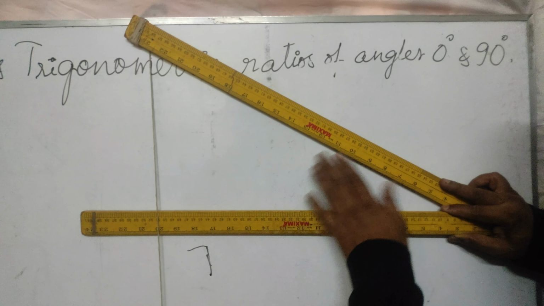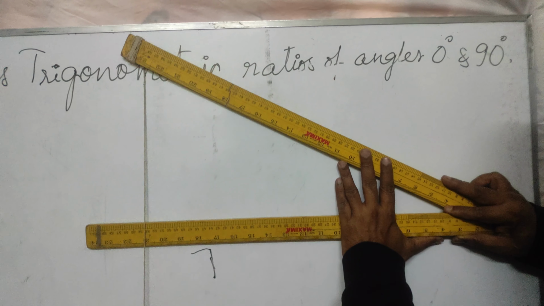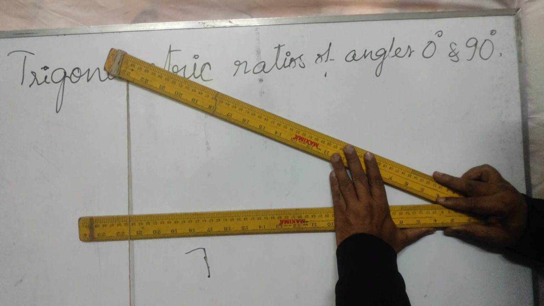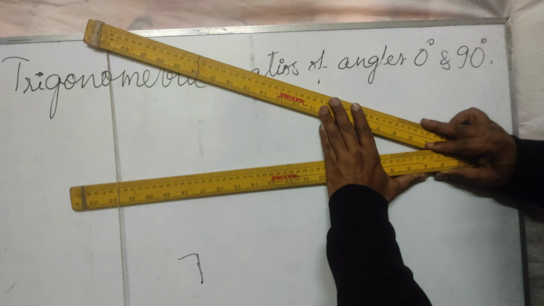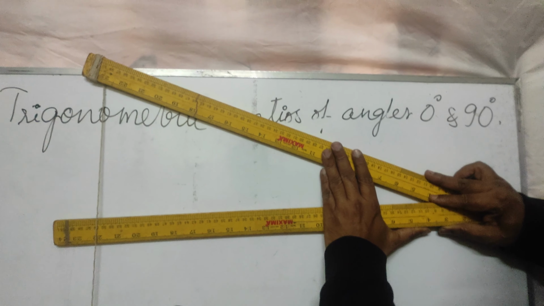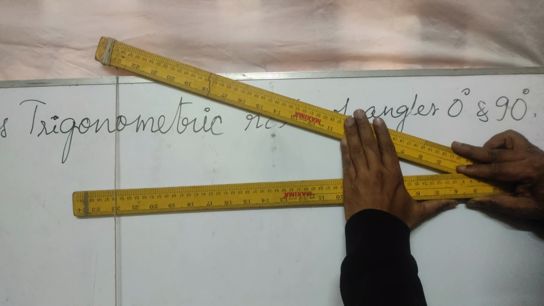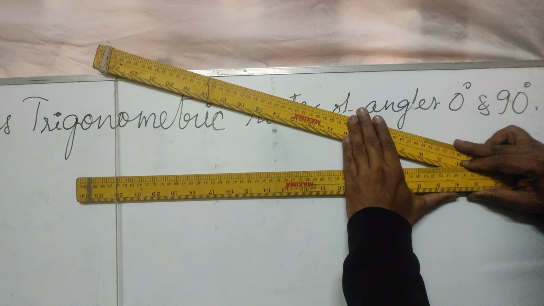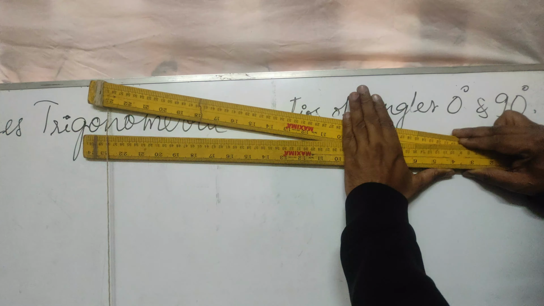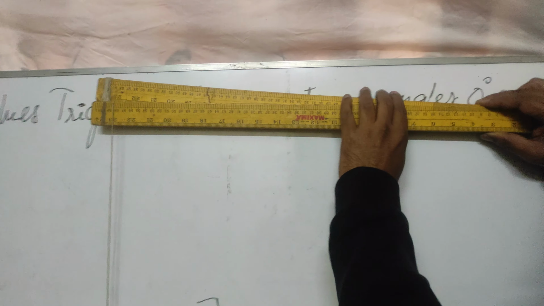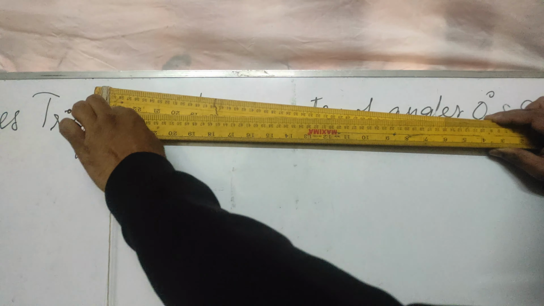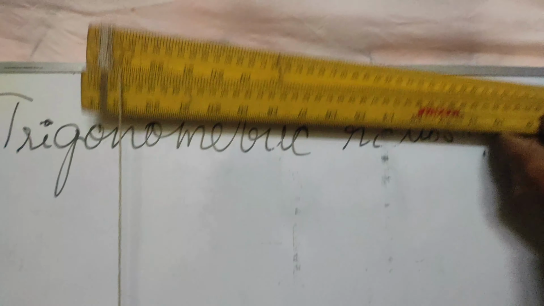And if you observe, if I decrease the angle, the opposite side is becoming very less. See here, the angle is being decreased. If I completely decrease it, the opposite side has become 0. That is, the perpendicular has become 0.